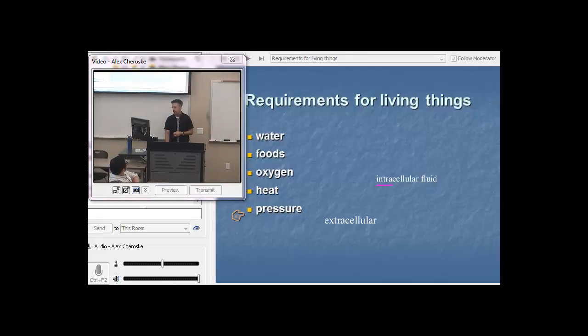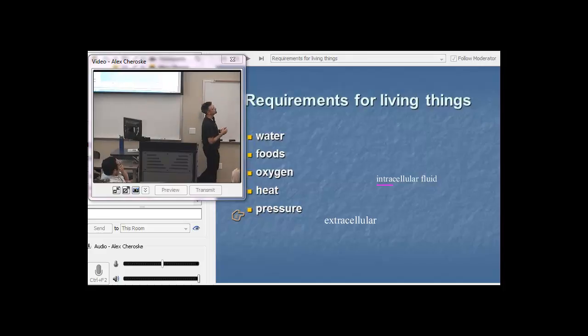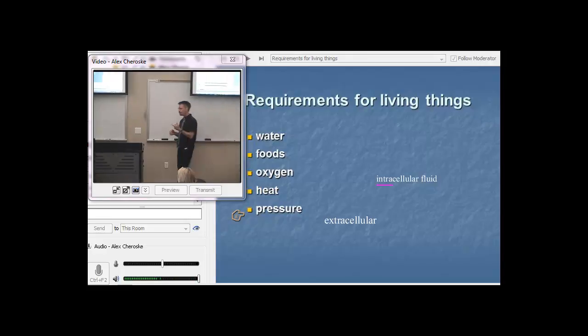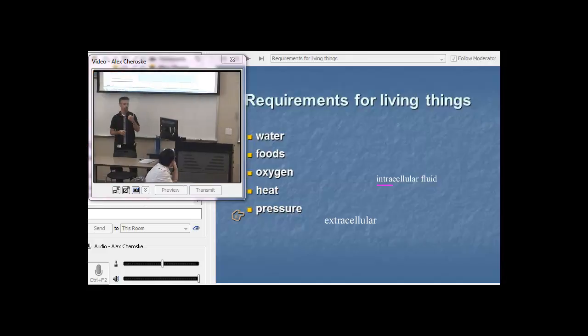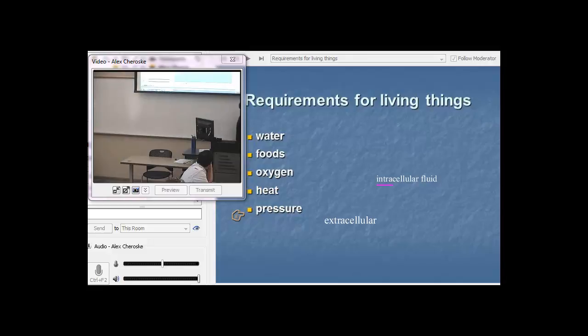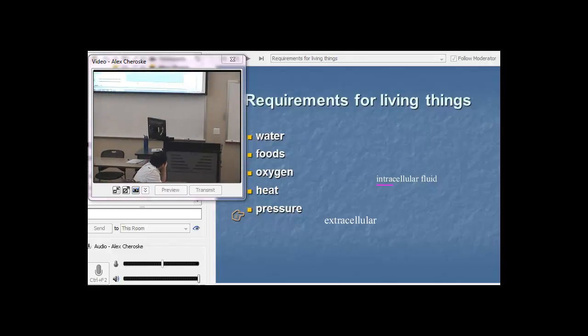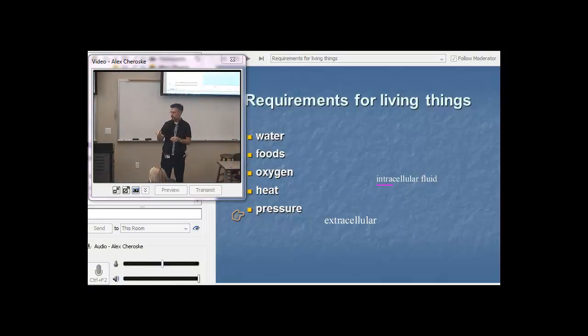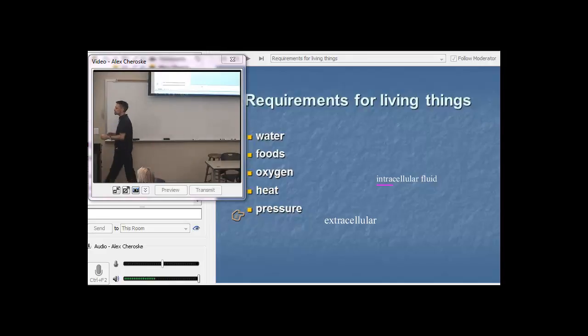Now, pressure is one that maybe most people wouldn't think of when they're looking at requirements for living things, but there are some pressures, if you think about it, that are certainly very important. One of them is blood pressure, right? If you don't have enough blood pressure, or you have too much blood pressure, there's going to be problems. You're not going to be able to distribute your blood around to the organs that need it, or you're going to put too much stress on the system, something's going to blow out. Also, when we're talking about the respiratory system and exchanging air, that also operates according to pressure, movement of air from an area of high pressure to low pressure. So pressure is also very important.